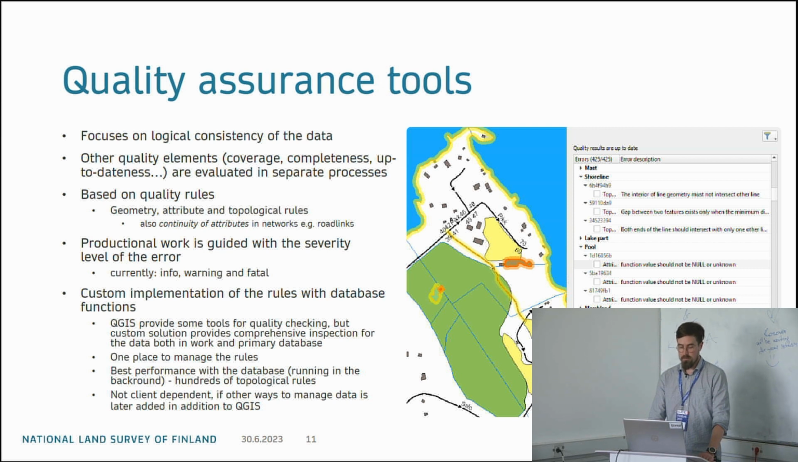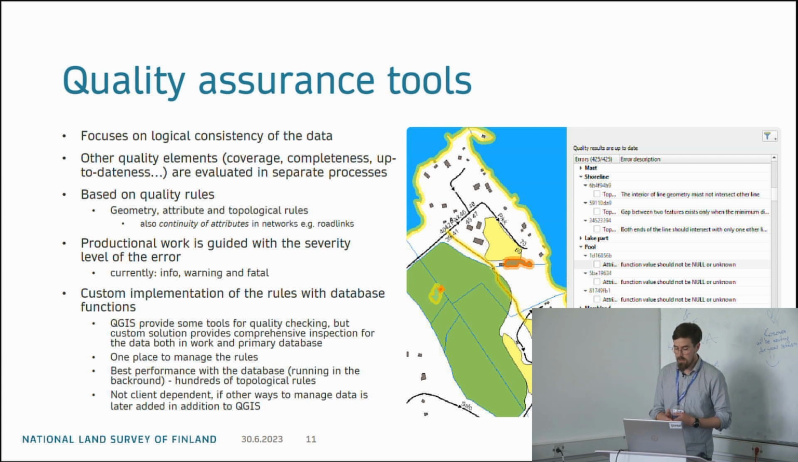Other quality elements like coverage, completeness, and up-to-dateness are evaluated in separate processes. And this quality assurance is based on rules. We have 3 different types of rules: geometry, attribute, and topological rules. And we aim for the productional work to be guided by the severity level of these errors. Currently we have 3 levels of errors: info, warning, and fatal.